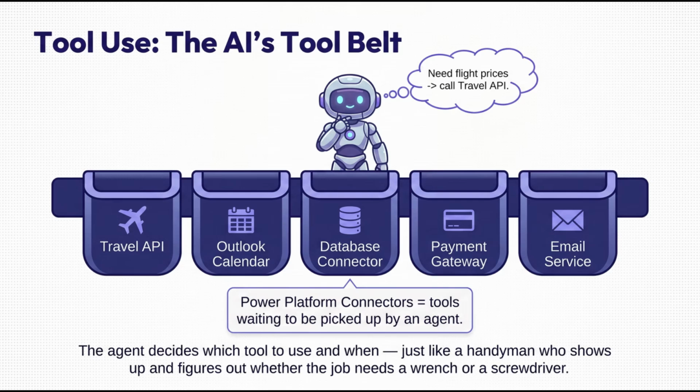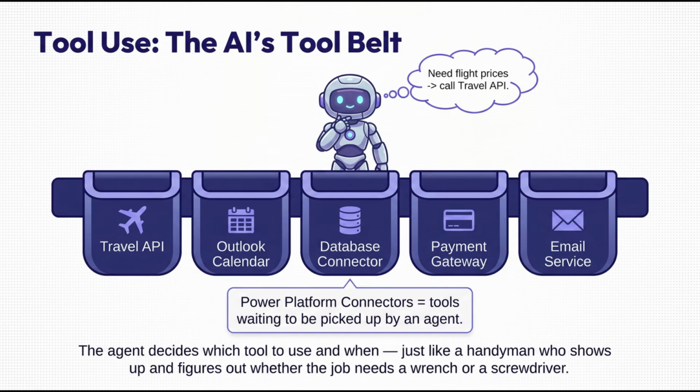Imagine a dummy example of a booking agent. It can reason that you need a flight, but it needs a travel API tool to actually see the prices. It needs an Outlook tool to see your free time. Stay with me here, because the agent decides which tool to use and when. It's like a handyman coming to your house. You tell him the sink is leaking, and he decides whether to use a wrench or a screwdriver. You don't have to hand him the wrench.